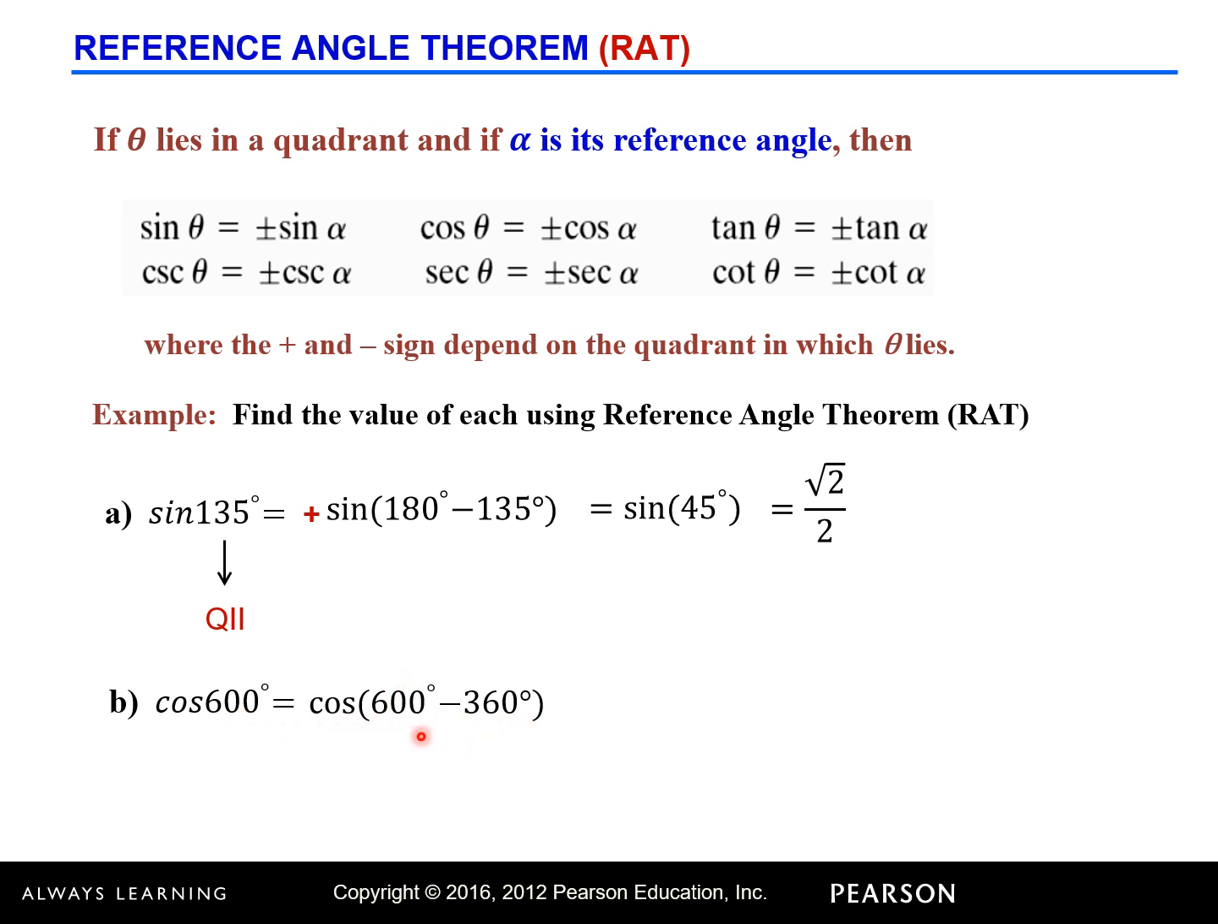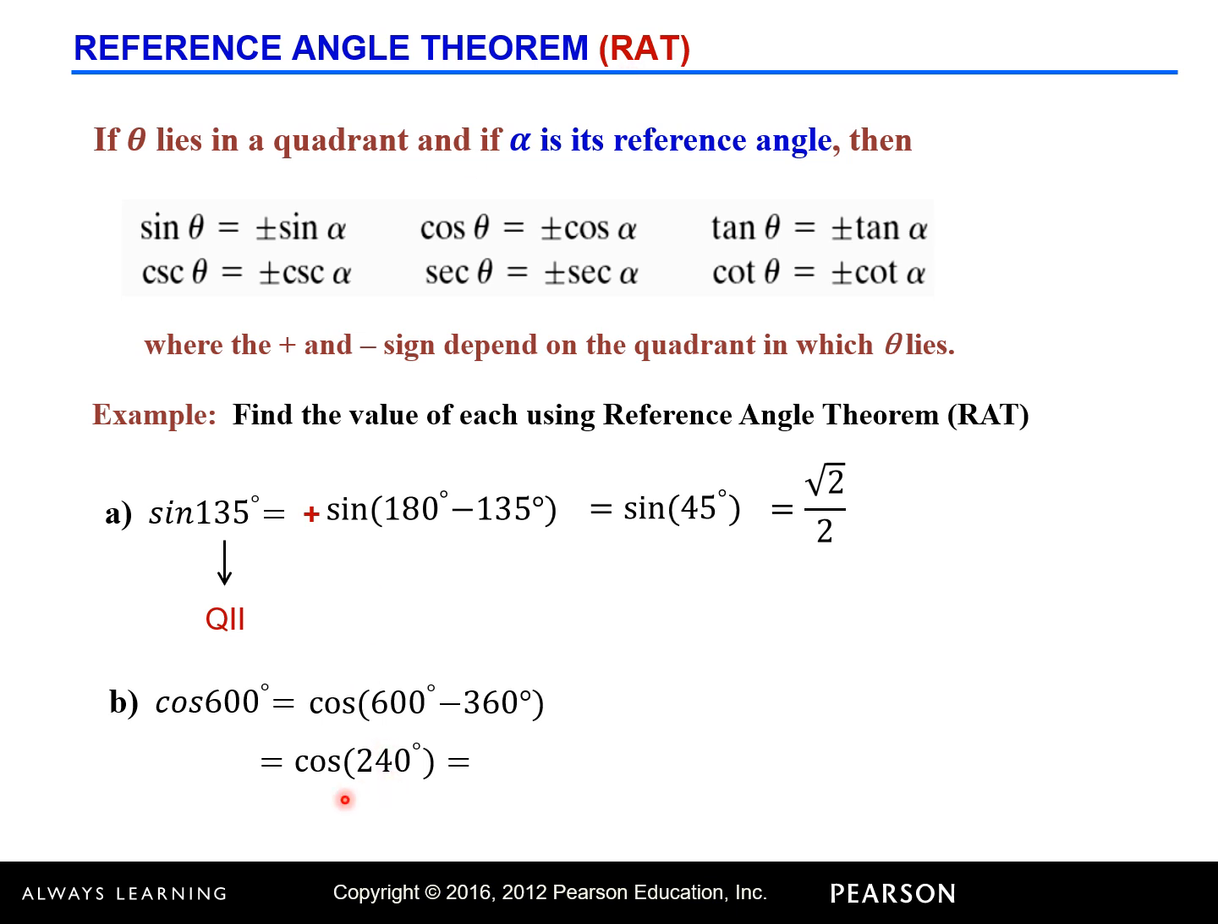Take note, we haven't applied the reference angle theorem here. We just find the coterminal angle for this. Okay, so if we subtract this, we have 240 degrees, meaning cosine 600 degrees is the same value as cosine 240. Now, since this is less than 360, we can now apply the RAT.